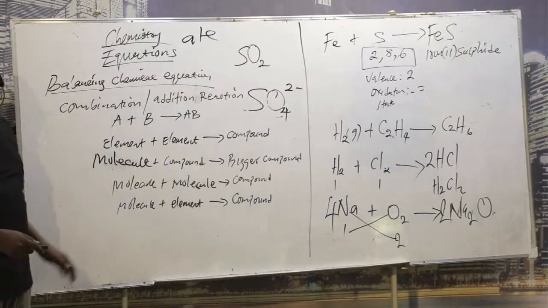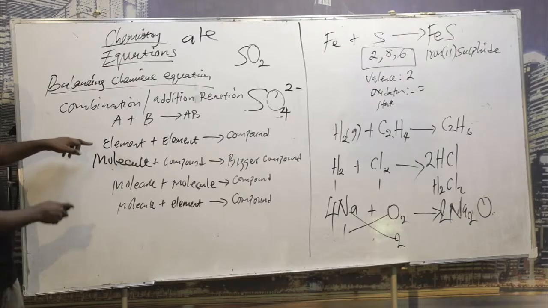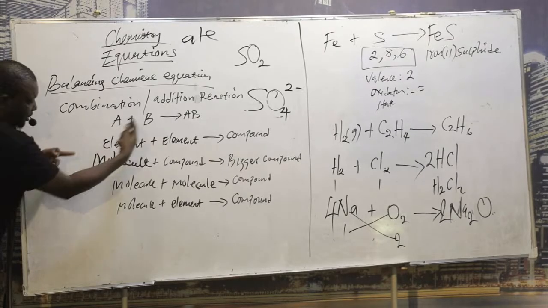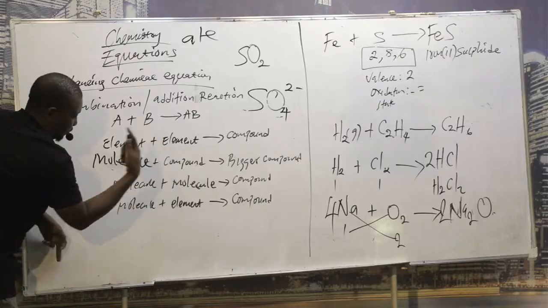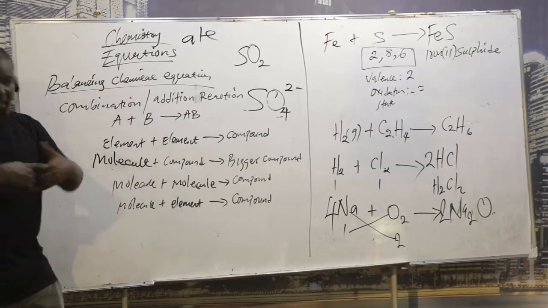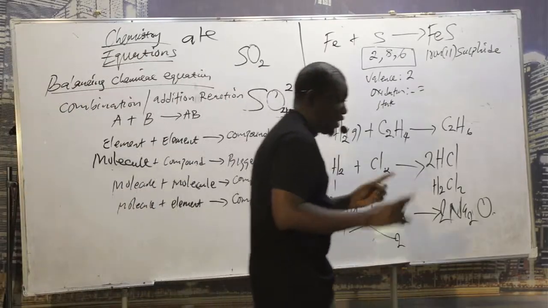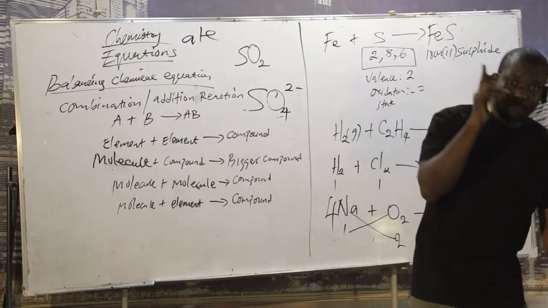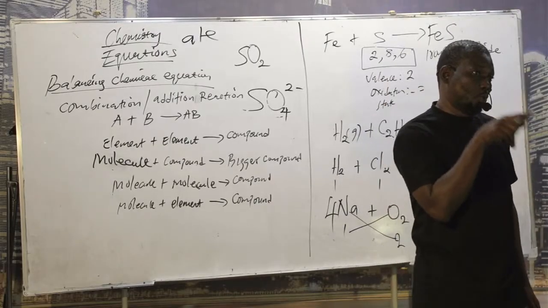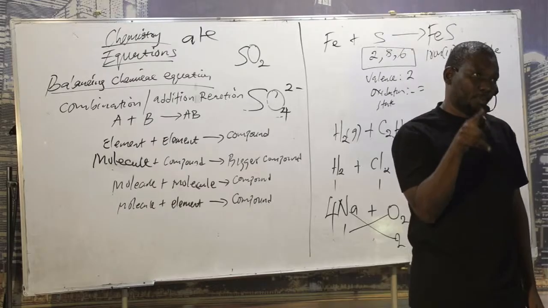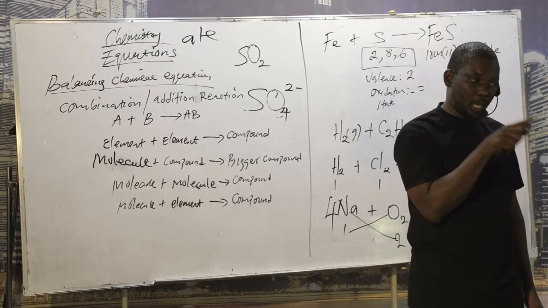So that's for combination reaction. I took time to give you this so that you may see the reaction coming as element, molecule, compound, molecule, element, whichever way, it is combination. Provided that there is only one product formed, the reaction is combination. But if 2 or more products are formed, the reaction is no longer what? Combination.